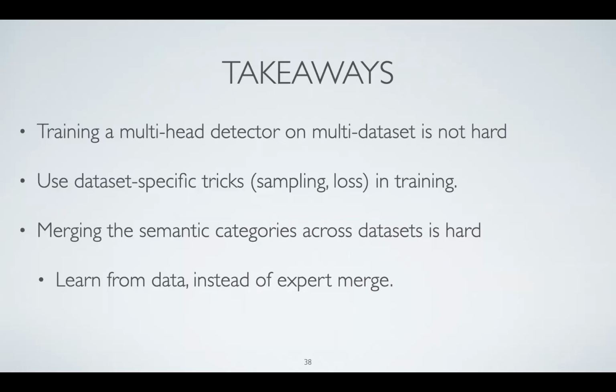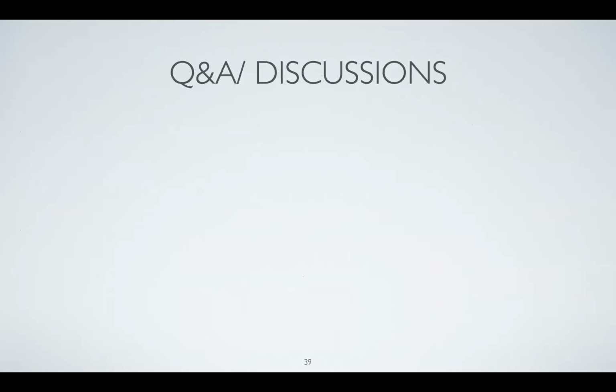In summary, in this talk, we first point out that training a multi-head detector on multiple datasets is not hard if we train it properly by using our dataset-specific tricks. And we found that merging the semantic categories across datasets is actually hard, so we propose to learn it from data rather than relying on human experts. Thank you for your attention.